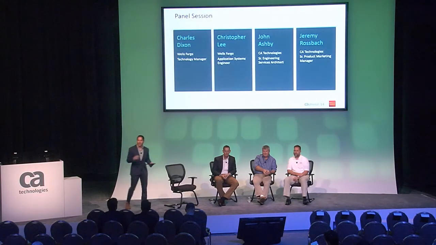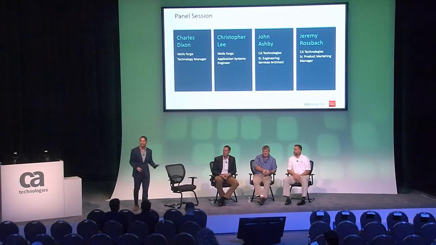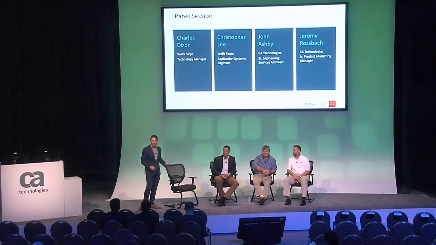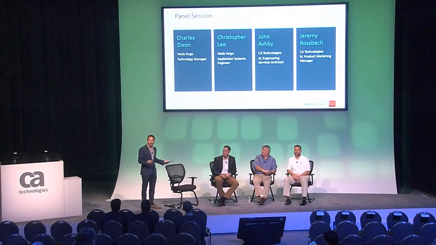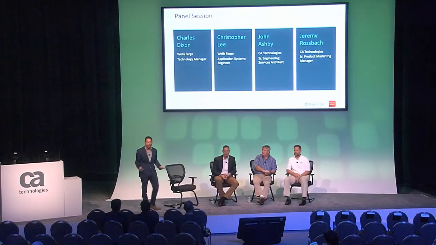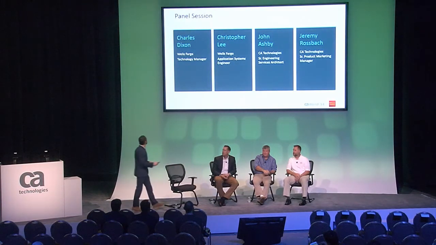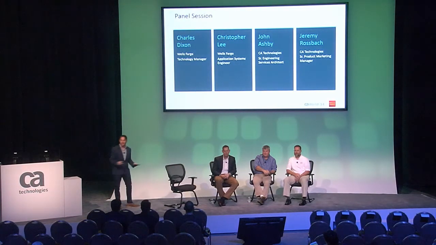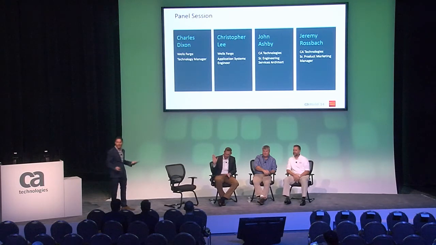So just for quick introductions, and this looks a little bit different. Maybe you remember this from the keynote, but we're going to have just kind of a round-robin panel discussion. Nothing scripted. We're just going to talk about the success that Wells Fargo's had around their capacity planning practice. Where do they start? Where do they want to go? Et cetera, et cetera. So I first want to introduce Charles Dixon, Technology Manager with Wells Fargo.